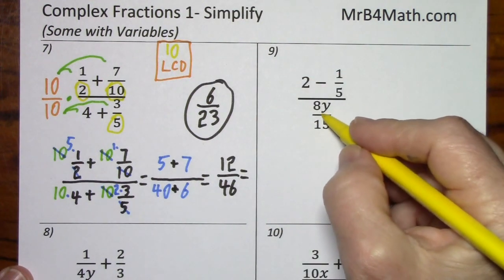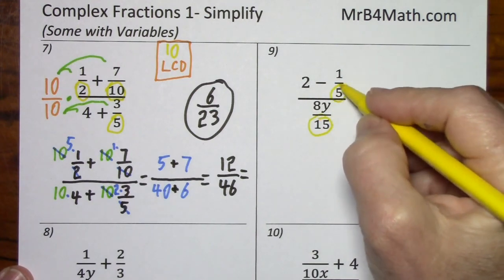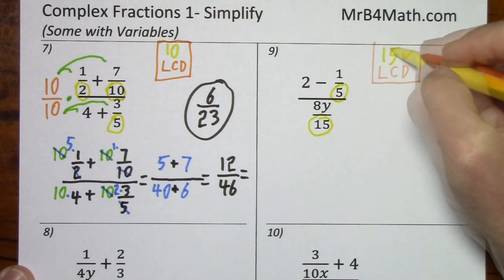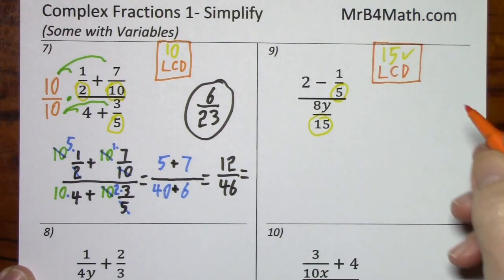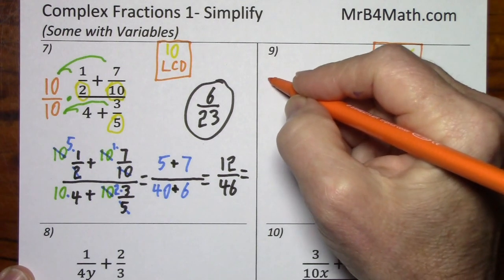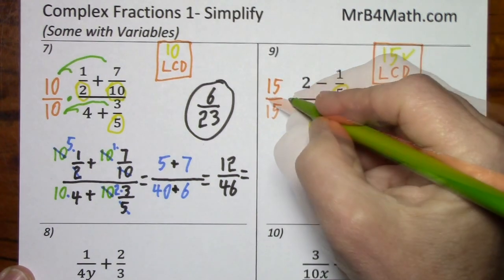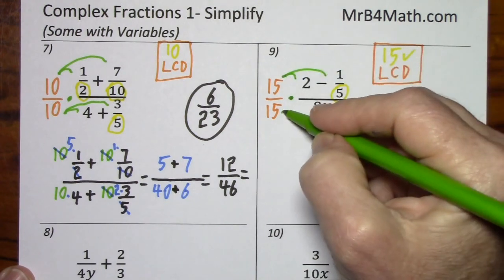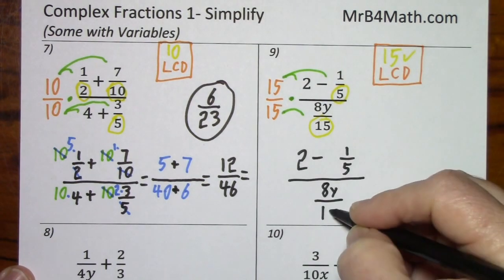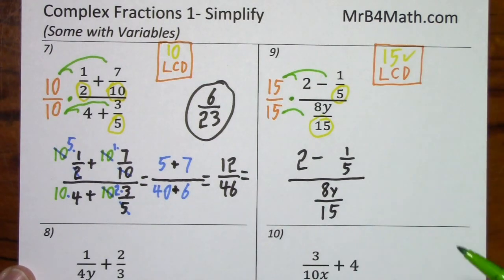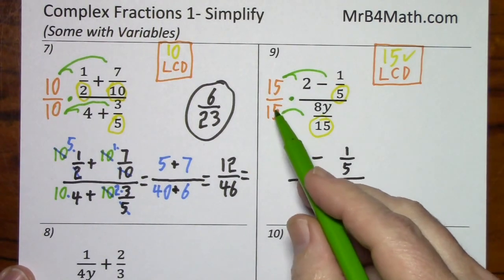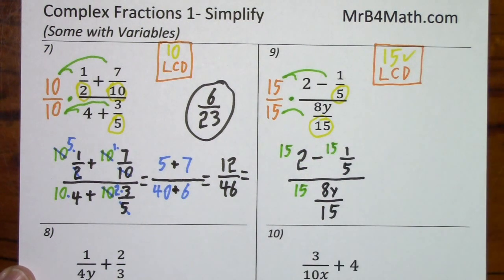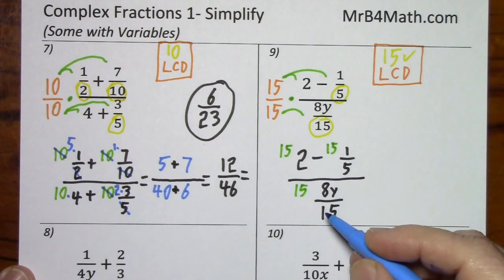Looking at the denominators, 15 and 5. 15 is the least common denominator. So that means we multiply by 15 over 15, which means we distribute this 15 to each term. So showing the 15 distributed. And now we can simplify.